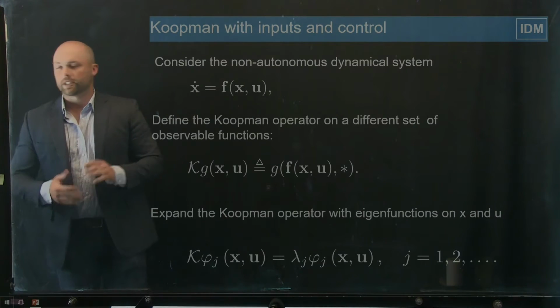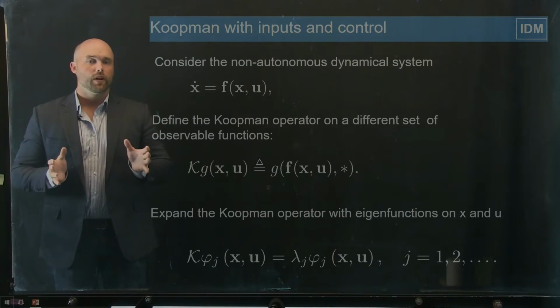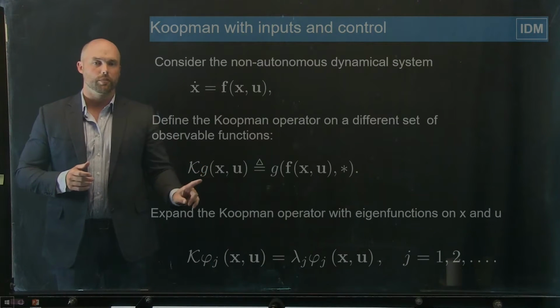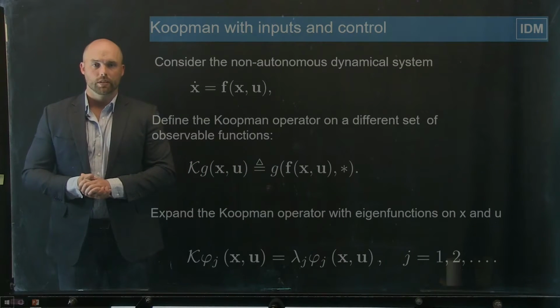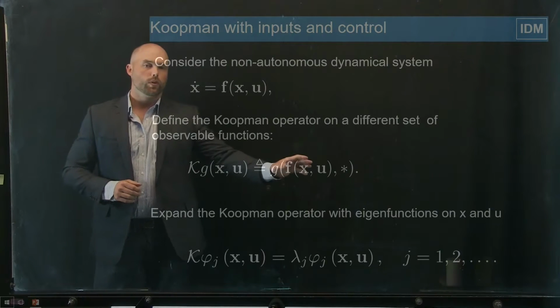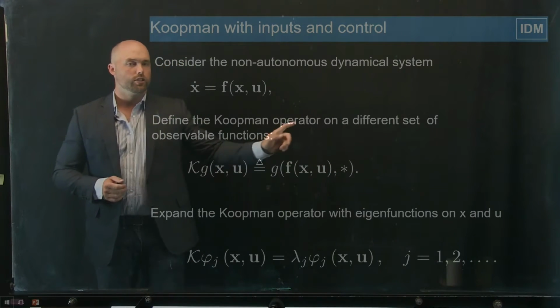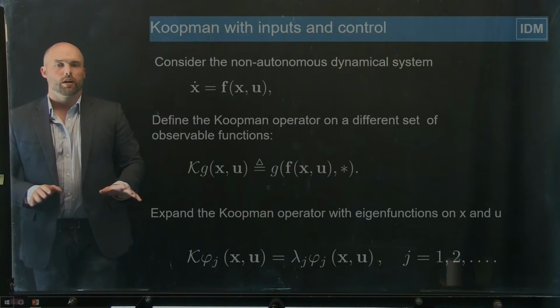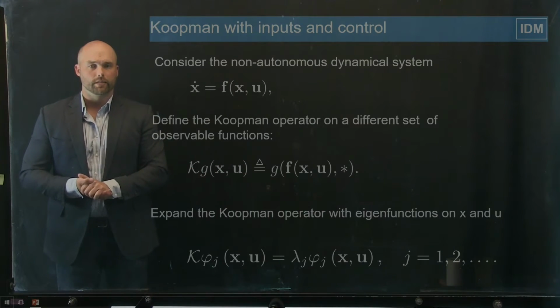So, for example, let's consider now the non-autonomous dynamical system, x dot equals f of x comma u. Now we define the Koopman operator, now not only on these scalar valued observable functions that depend on x, but now these depend on both the state and the inputs. And this is defined to take us forward in time on the state. Now this star we're going to get back to, because we can actually choose a number of points of definition here. But the important part is that now these scalar valued functions, g, depend both on x and u.